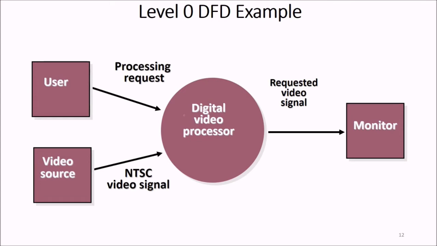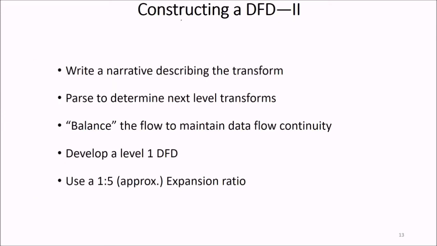For example, we have a digital video processor. What it does: the user will submit the processing request. The video source may be NTSC or PAL video signal. And the requested video signal will be given to the monitor. So this is the simplest way you can represent your system. This is a level 0 context level diagram.